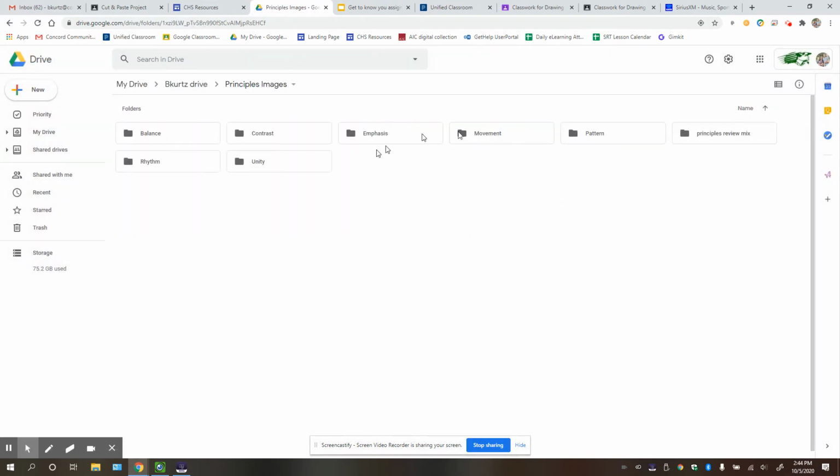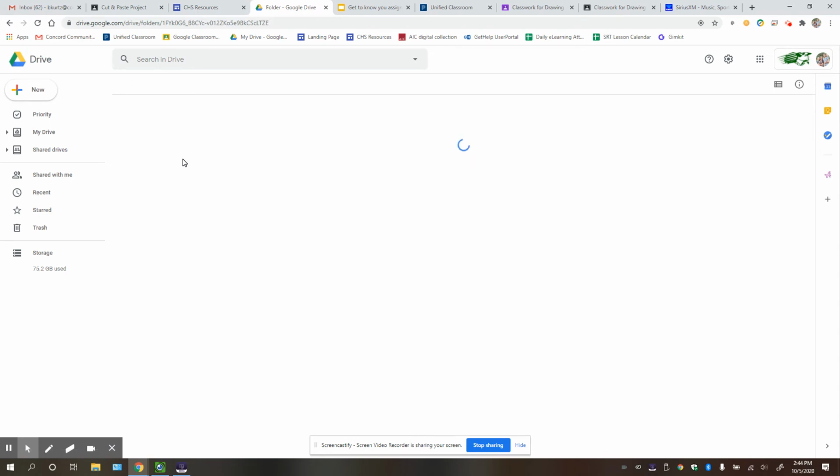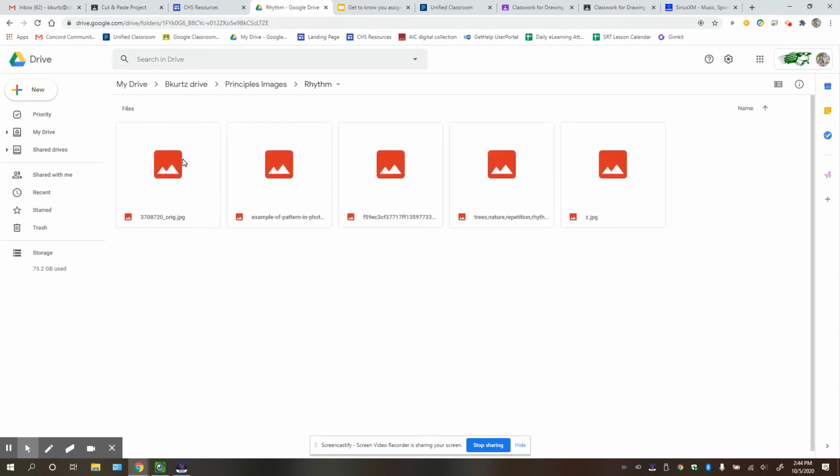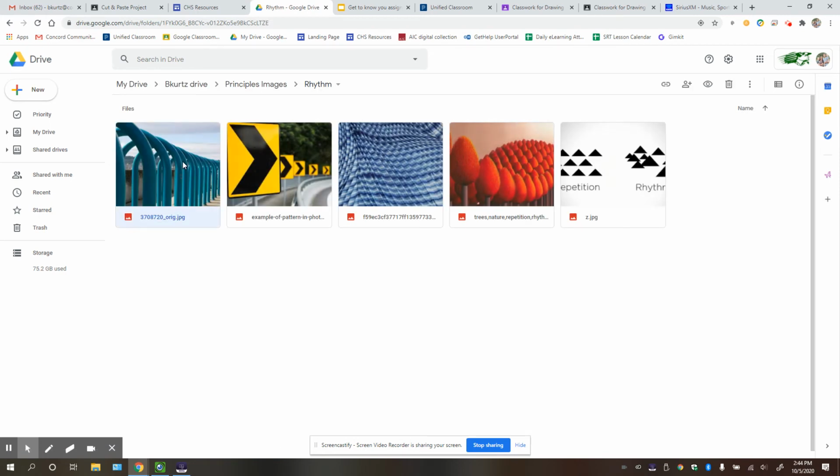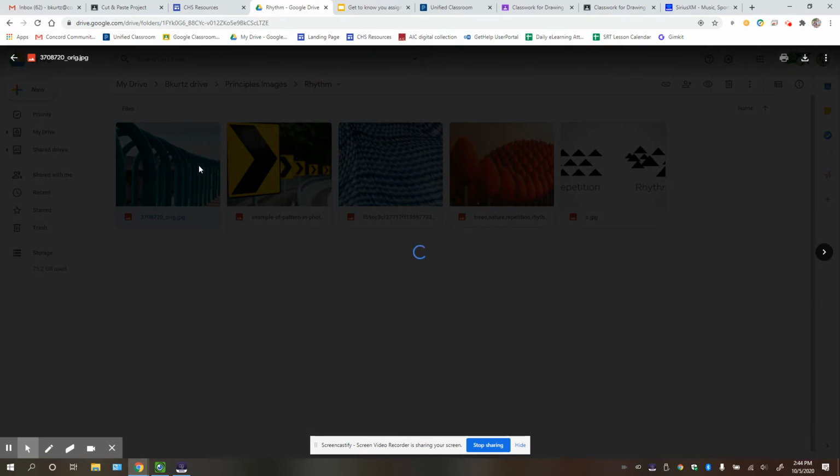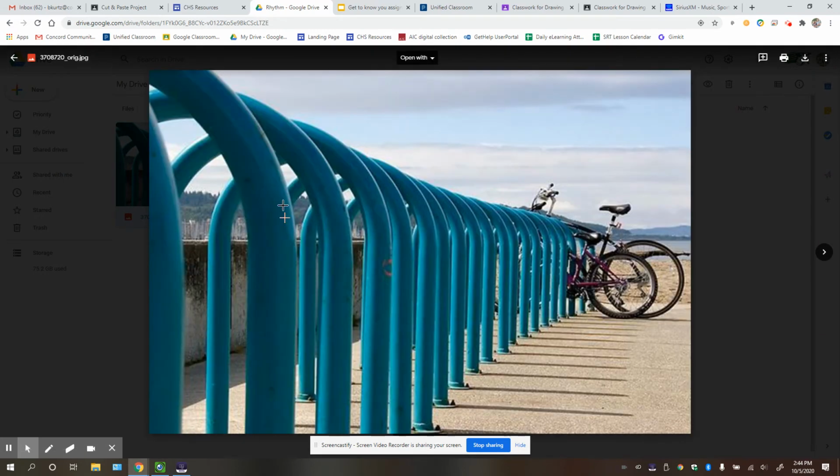And that brings us to rhythm. I want you to think about rhythm as a combination of pattern, like repetition, and movement at the same time. So here we have these bike racks repeating. There's many of them. So that shows pattern, repetition, and they move towards the bikes, which is the point of emphasis. It makes your eyes move that direction.